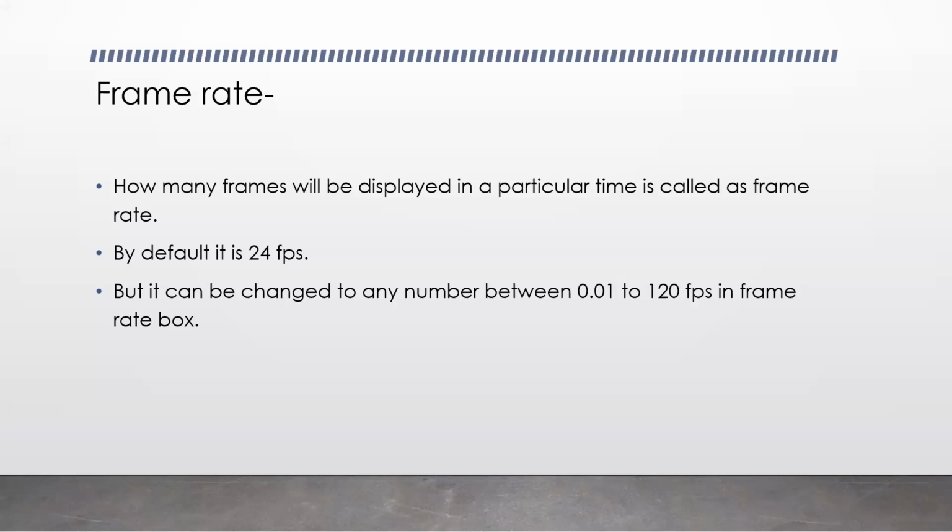Okay, so that means if I'm saying 20 seconds time, so 20 into 24, these many frames will be changed in your 20 seconds. All right, but you can change the default settings as well, as I told you in your document properties. So you can change from 0.01 to 120 FPS in the frame rate box. By default it is 24, but you can change it. So the upper limit is 120 and the lower limit is 0.01. FPS means frames per second.